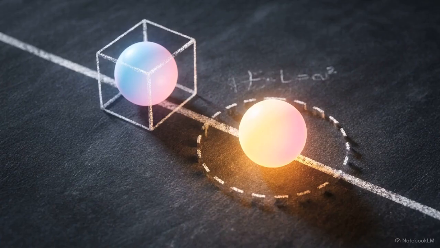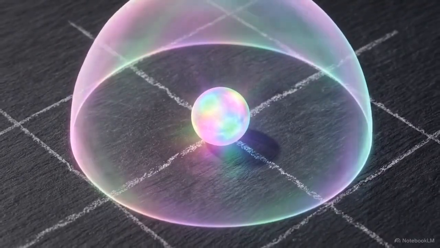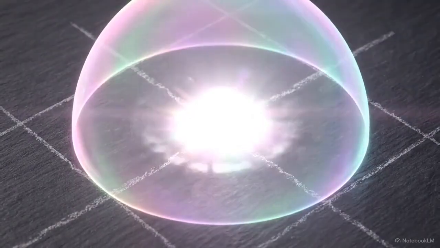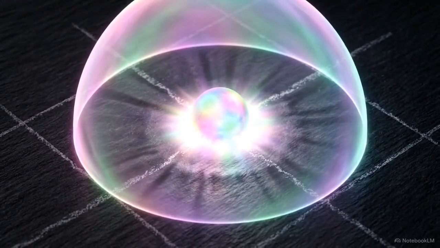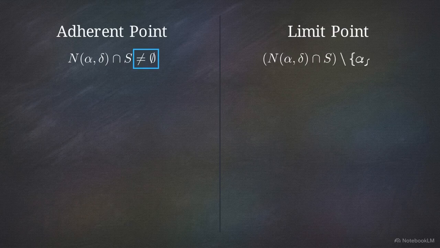Understanding limit points also requires distinguishing them from a similar concept, the adherent point. An adherent point has a lower requirement. Its neighborhood only needs to contain one point from the set, which can be the center itself. The difference is in the exclusion. Adherent logic only asks for an intersection. Limit point logic requires an intersection with a distinct neighbor.